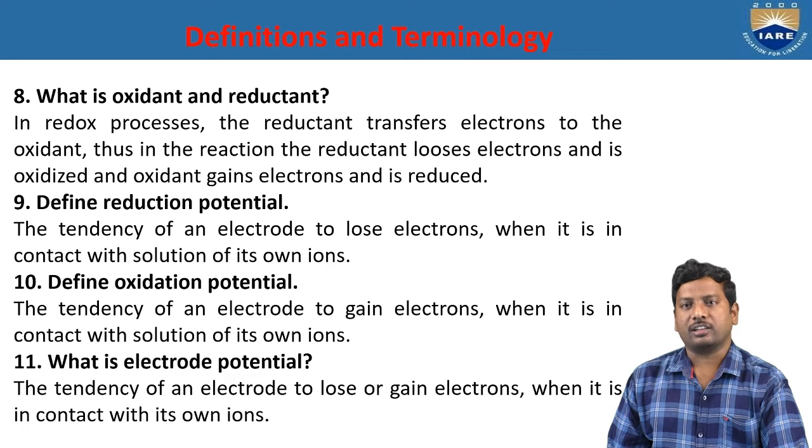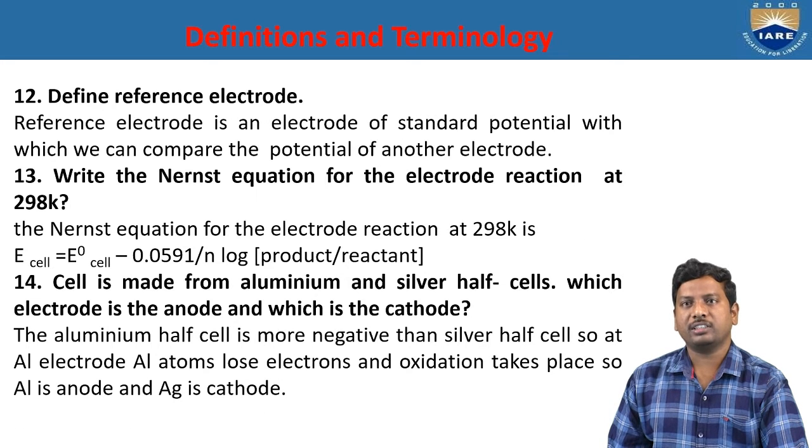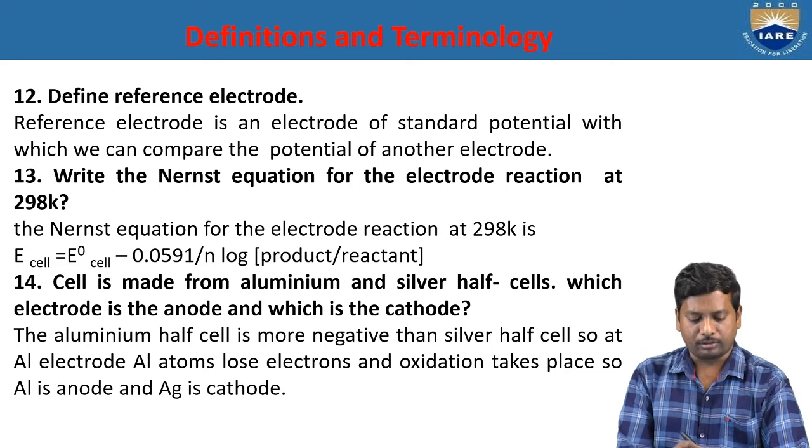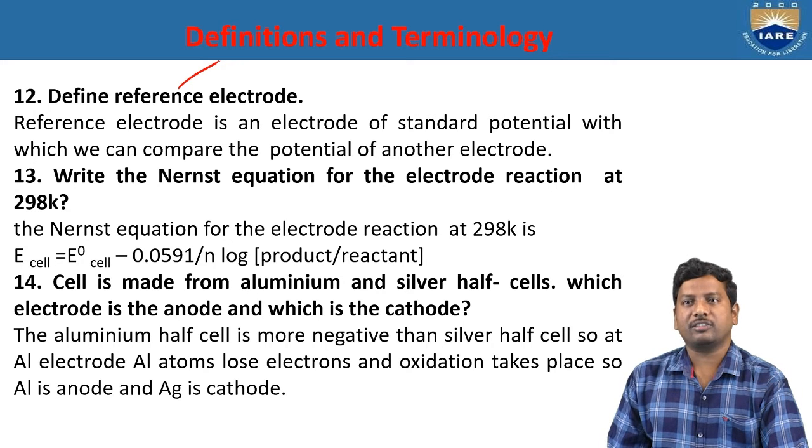That means electrons. Define reference electrode. A reference electrode is an electrode of standard potential with which we can compare the potential of another electrode. Write the Nernst equation for the electrode reaction at 298 Kelvin.